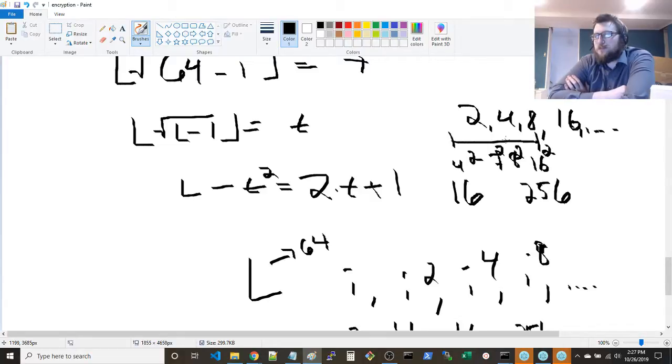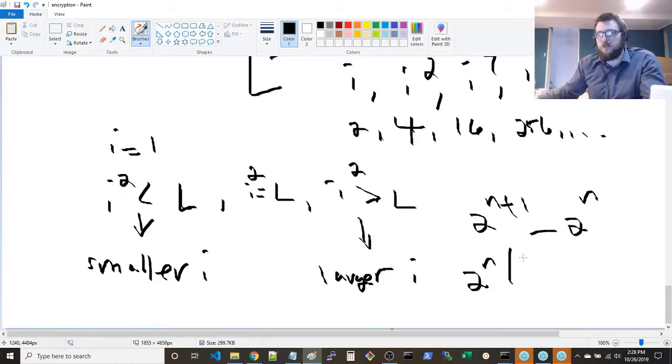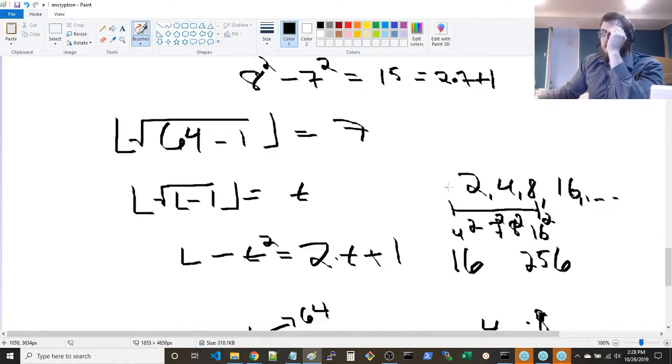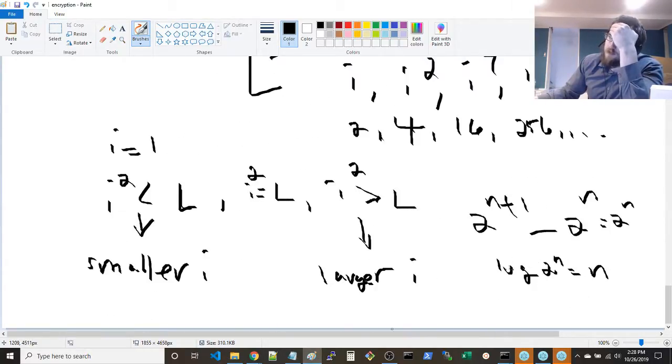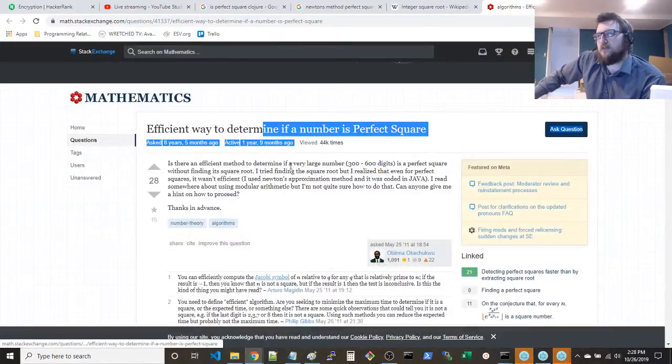It's potentially the difference between 2 raised to the n plus 1 and 2 raised to the n, which is still very large. It's actually just 2 raised to the n. So even if you take the logarithm of 2 raised to the n, it's still a linear amount, which is kind of the problem. So it actually doesn't really save you much. For large n, you might as well be doing a linear, square root of n search. What does that look like? Binary search for perfect squares.